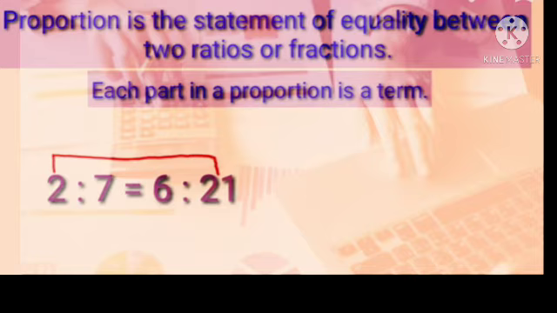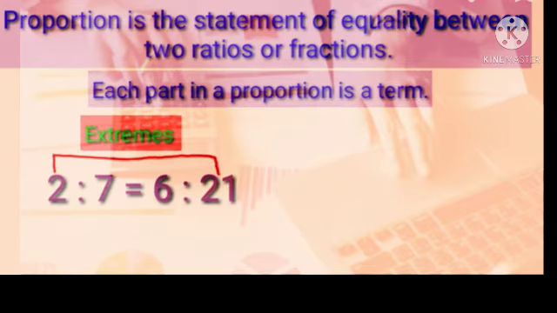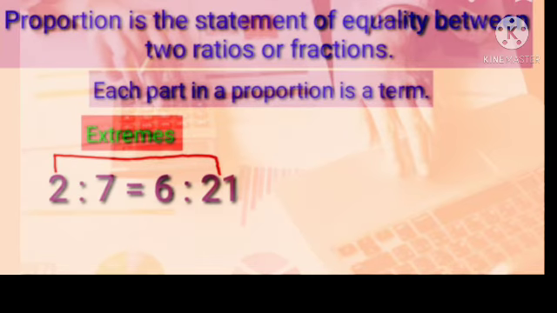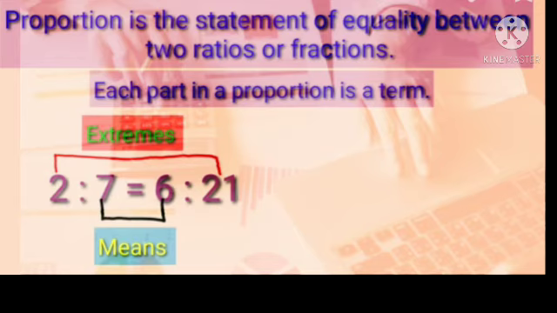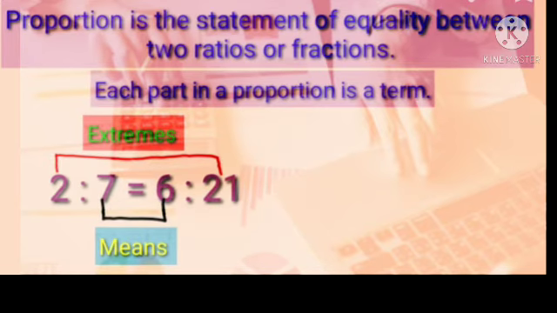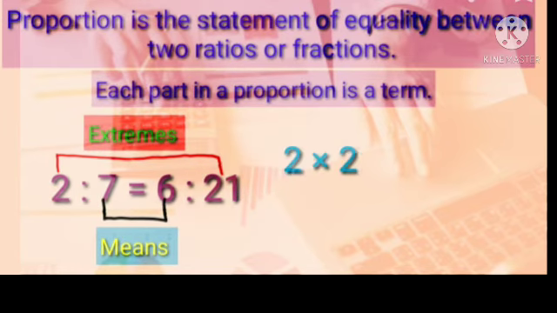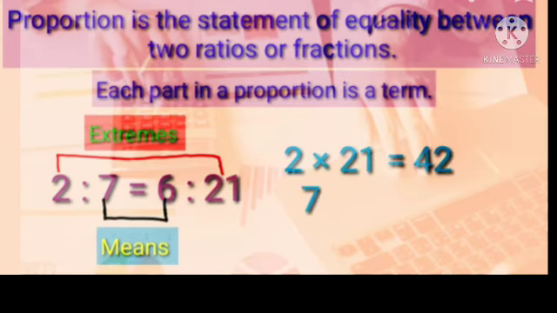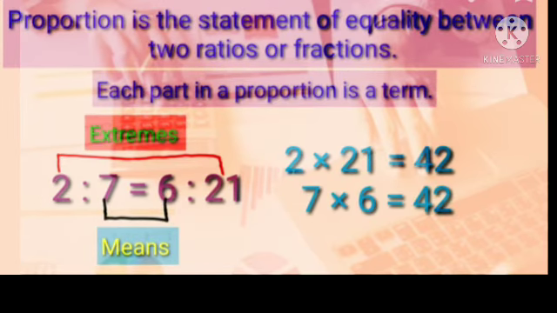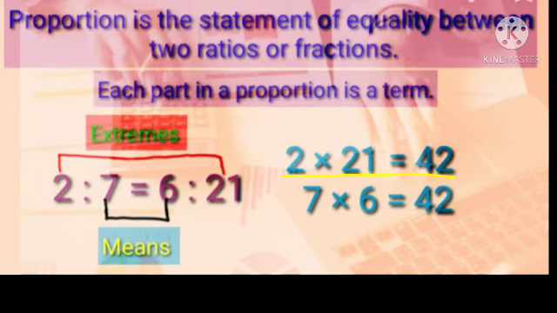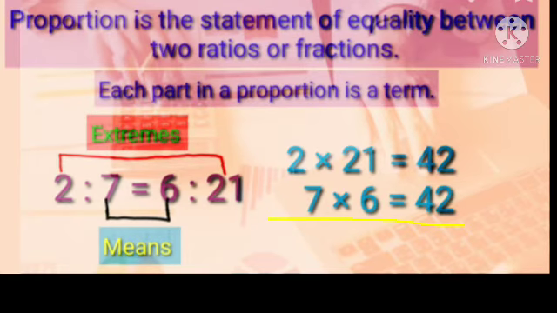Now, the first and the last term, or the first number and the last number, are called the extremes. The second term and the third term, or the second number and the third number, are called the means. These numbers are in proportion because the product of extremes and the product of means are the same, which means they are equal. As you can see, 2 times 21 equals 42, and 7 times 6 equals 42 also.